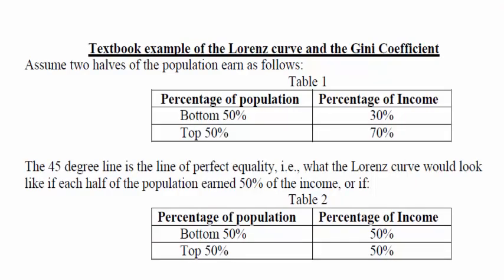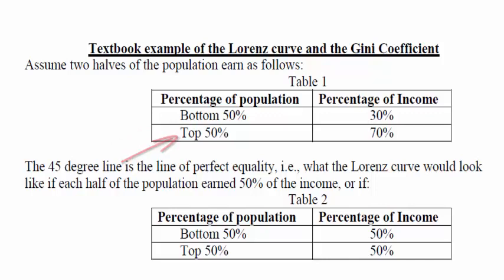A simple example of the Lorenz curve and the Gini coefficient. In this example, I'm going to divide the population into two groups, the rich half and the poor half. So here in table 1, I have the bottom 50% of the population. And I say the bottom 50% earns 30% of the income. That leaves the top 50% with 70% of the income.